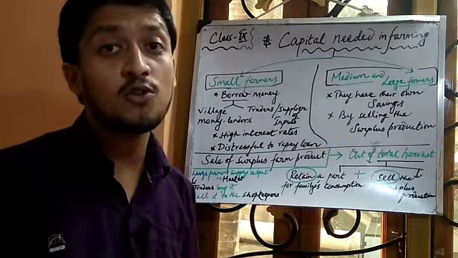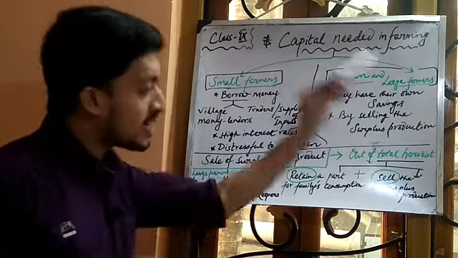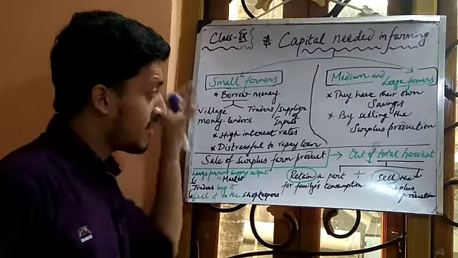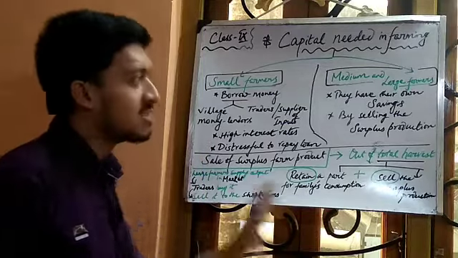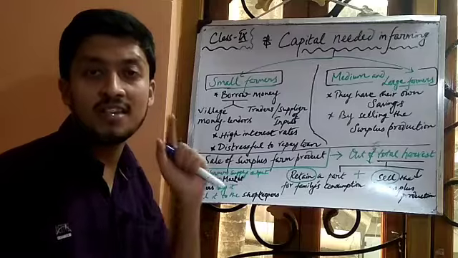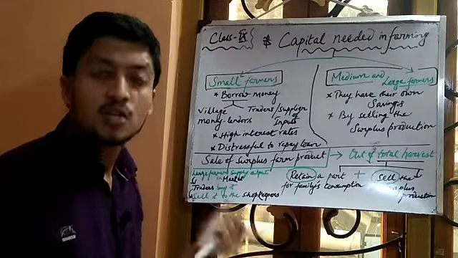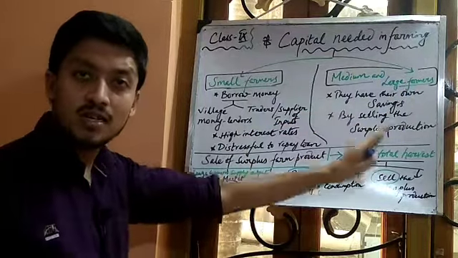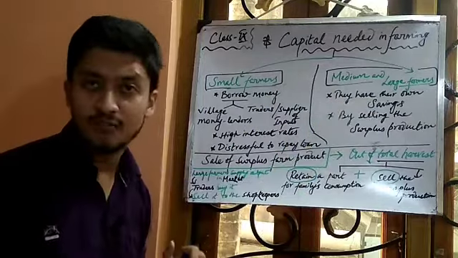I request all my viewers and students to focus on the board. I guess you can see what I have written. I made an entire flow chart, a good compact summary of what is there in your chapter, in the paragraph, about capital needed in farming. Capital required in farming has been divided into 2 parts: how it is helping the small farmers and how it is helping the medium and large farmers.